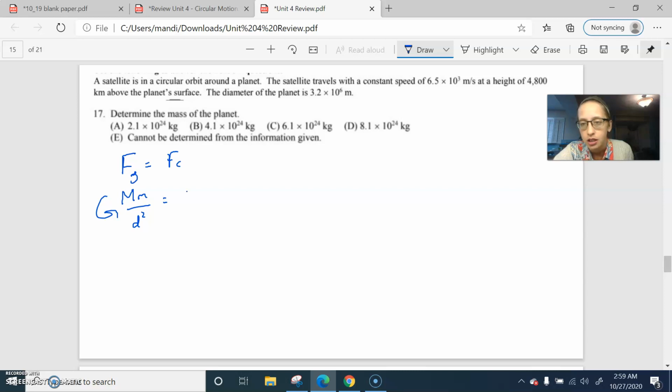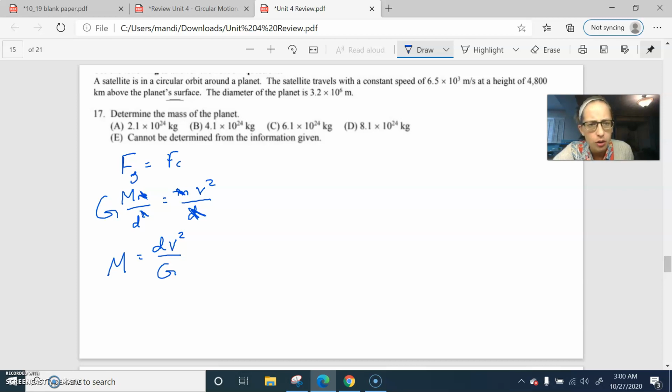Centripetal force is the mass of the satellite times velocity squared over the distance to the center of the circle. So one of those cancels out. The mass of the satellite cancels out, and we're solving for the mass of the planet. So I'm going to say d times v squared divided by big G. So we need to figure out this distance.